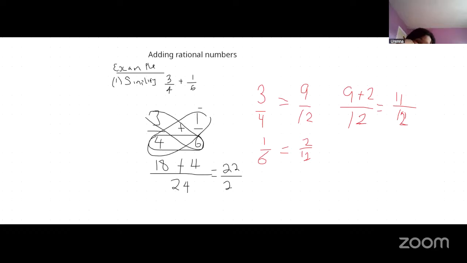But if you look at this fraction, is it in its lowest form? No. So we need to reduce it to its lowest form. So if we were to do that, what would be the answer? 11 over 12. Very good. So you can see that you're getting the same thing. If you want to use the butterfly method, it's also a good thing. If you want to use this equivalent fraction method, also a good method. So any of it goes, okay?